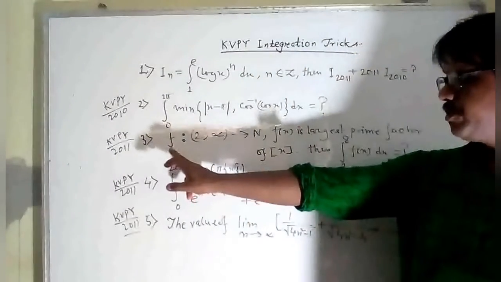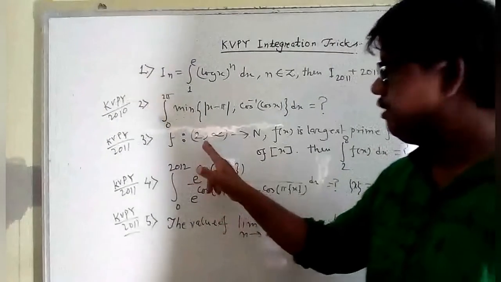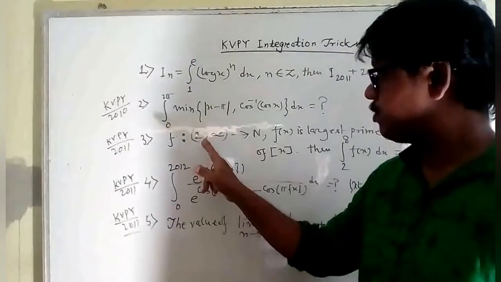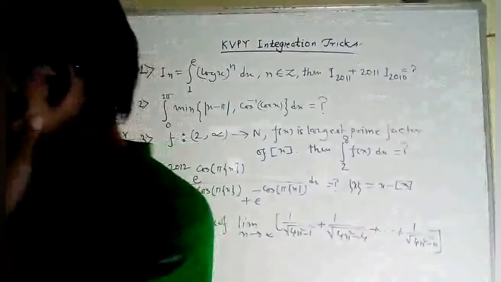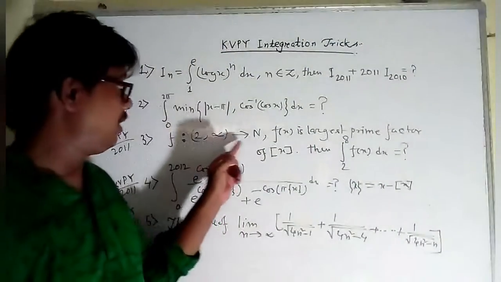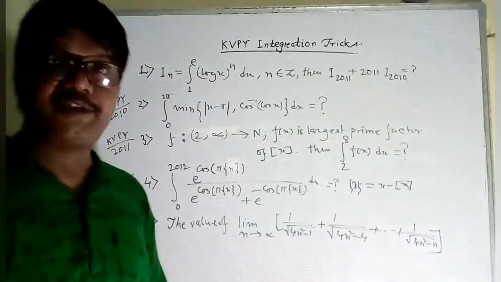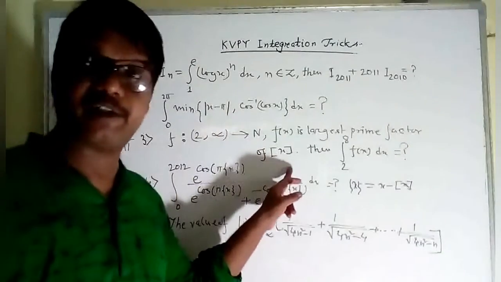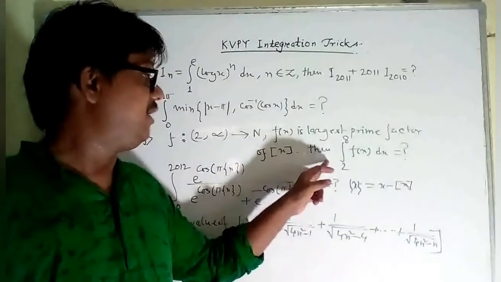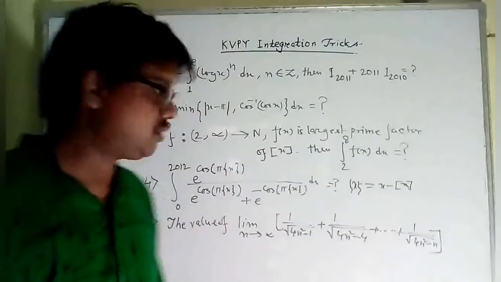Question number three: f is a function from the open interval (2, infinity) to the natural numbers, where f(x) is the largest prime factor of [x]. Here [x] means the greatest integer function. Then find the value of the integral from 2 to 8 of f(x) dx.